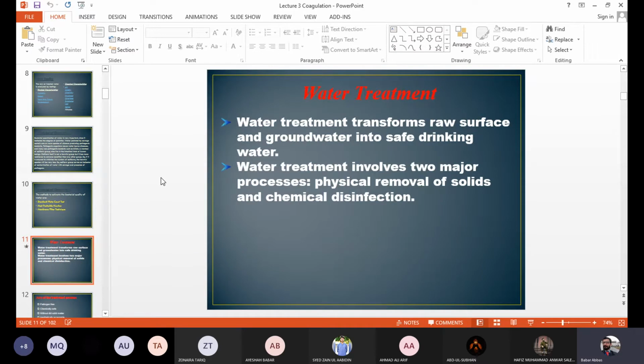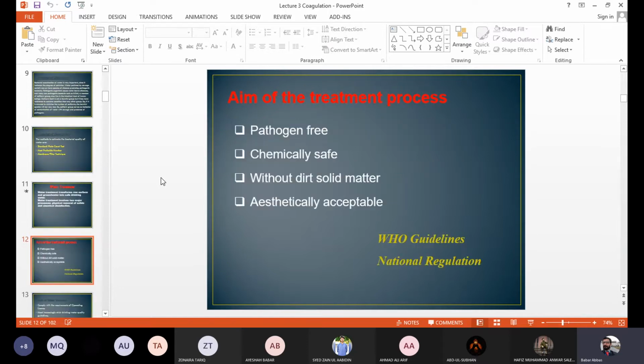When you have discussed the water quality, to maintain or achieve that water quality, you must treat your water. Water treatment transforms raw surface and groundwater into safe drinking water. This is the basic, prime objective of water treatment. Water treatment involves two major processes: physical removal of solids and chemical disinfection.